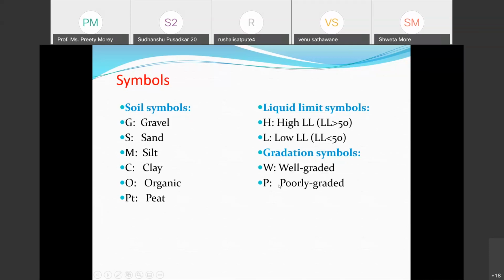SP will indicate the poorly graded sand. Similarly, MH will indicate highly compressible silt. ML will indicate low compressible silt, whereas CH, CL, those combinations we need to find out. And this well graded and poorly graded will be based upon CC and CU, which we already had seen. So well graded soil will be classified for gravels when CC is between 1 to 3 and CU is greater than or equal to 4. For sand, CC is again 1 to 3 and CU greater than 6. So once you get these values, you can say whether it is well graded or poorly graded.